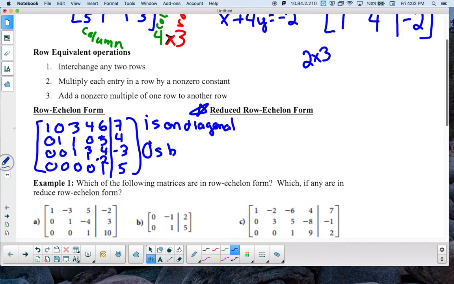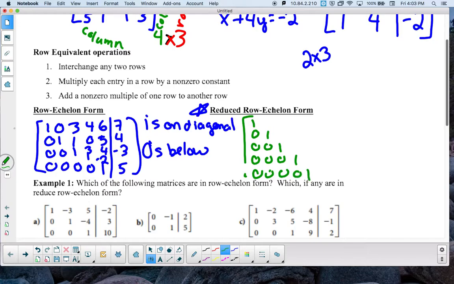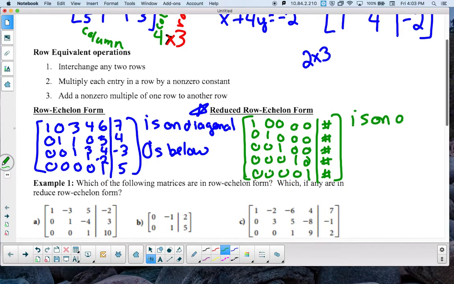and 0s below. But then reduced row echelon form is even more reduced than this. We want ones along our diagonal, zeros below. Let me write that a little bit better. So we have ones along our diagonal, zeros below, but then we also have zeros above each of our ones. And then with an augmented matrix, that means that we'll have ones on our diagonal and zeros everywhere besides the ending numbers. So ones on the diagonal, zeros above and below.